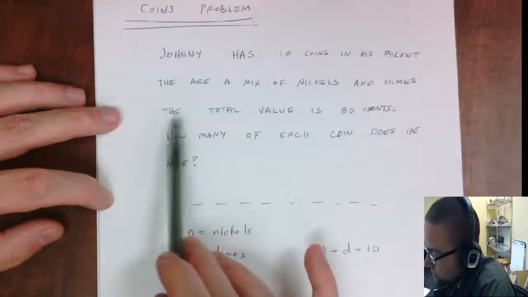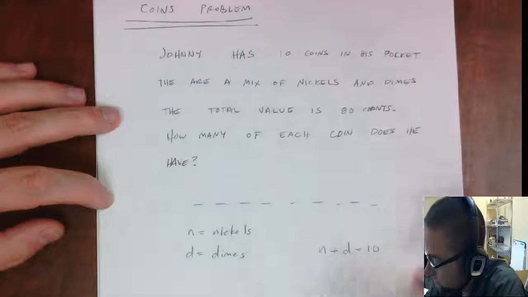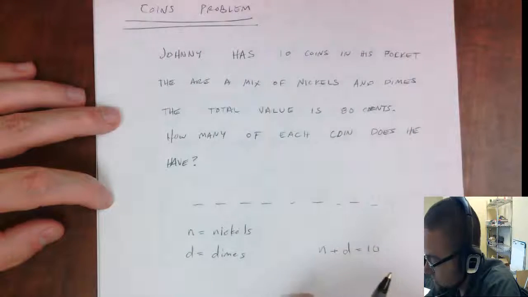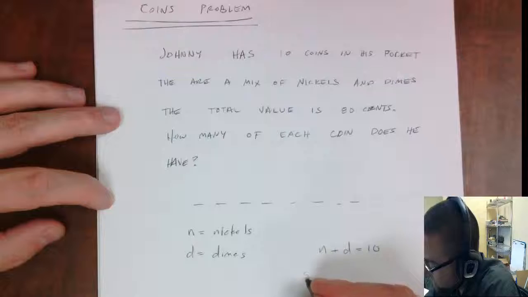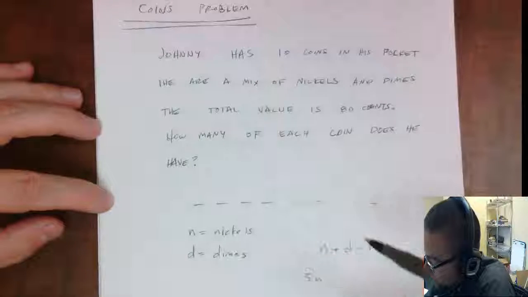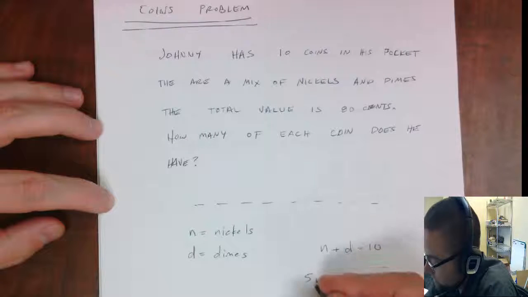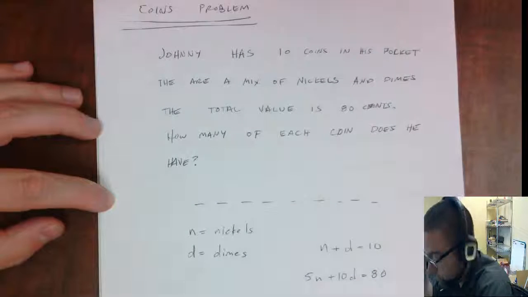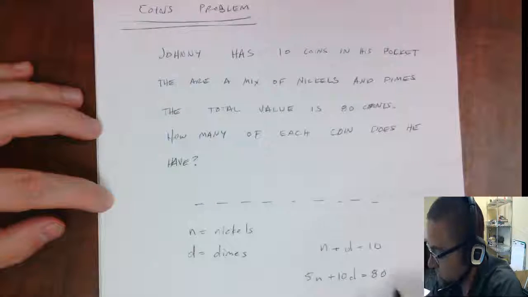Now the other thing that we know is the value is 80 cents. The value of a nickel is 5 cents. So if I had one nickel, it'd be 5. If I had two nickels, it'd be 10. If I had three nickels, it'd be 15. You see the pattern: I'm multiplying 5 times the number of nickels to get the amount of cents in nickels. And to find the value of the dimes, I would take 10 cents times the number of dimes. So the value of the nickels plus the value of the dimes is equal to 80: 5n plus 10d is equal to 80.